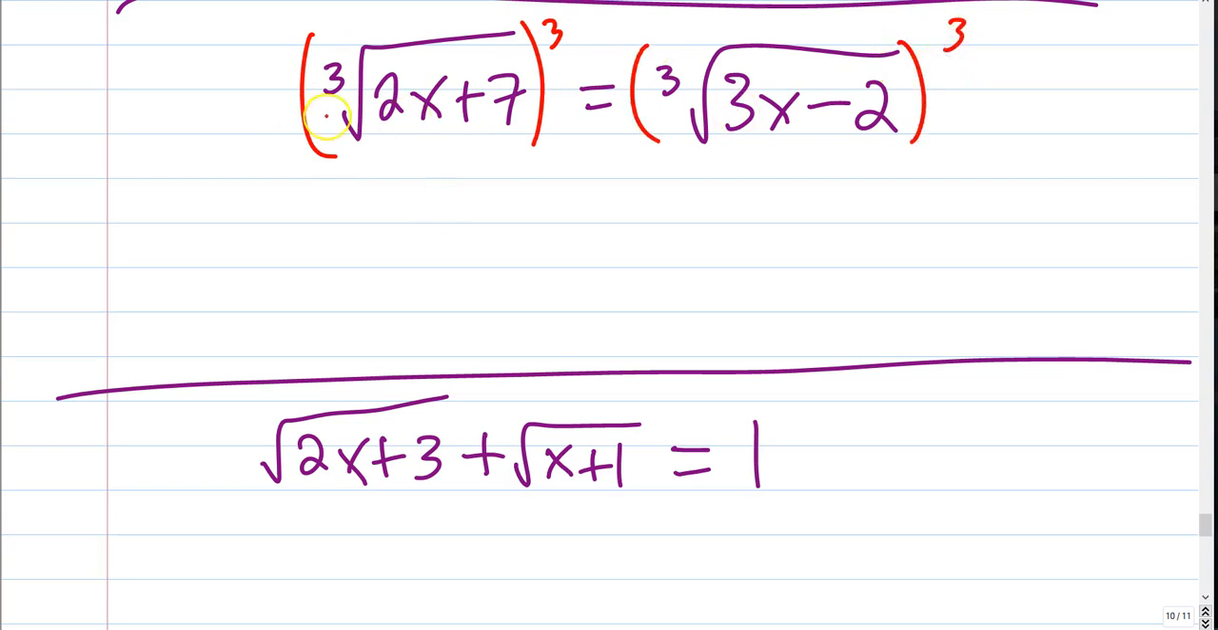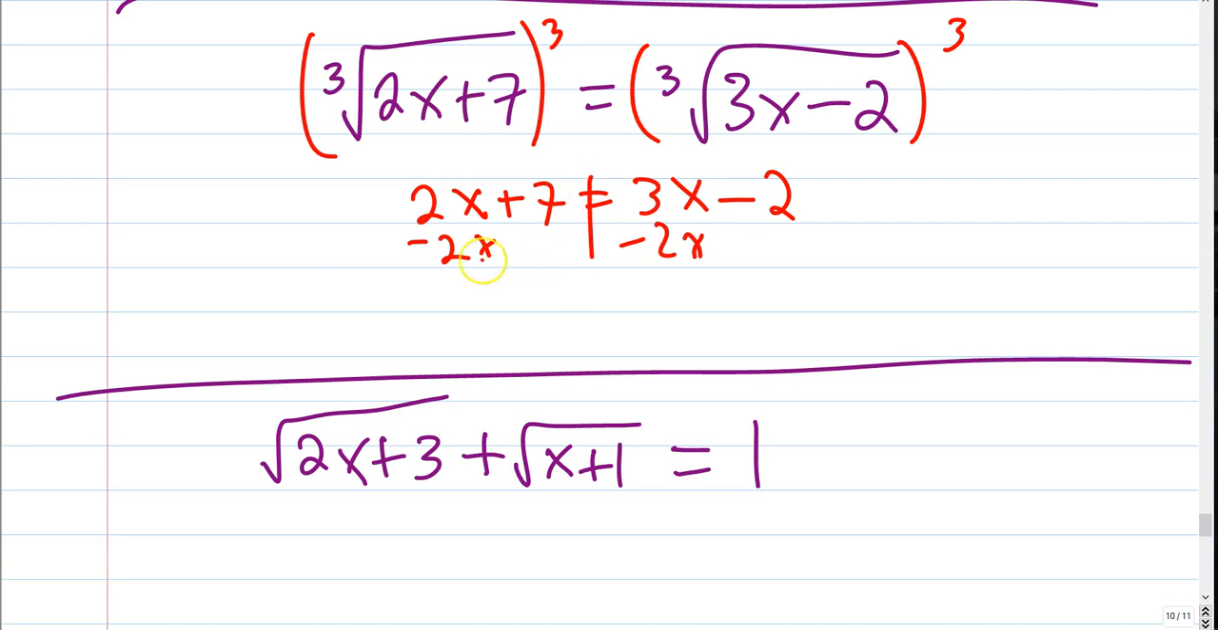What does this leave us with? Well, these cancel, leaving us with 2x plus 7 is equal to these canceling 3x minus 2. Get x on one side. 7 is equal to x minus 2. How about x equals 9? So it's like maybe. Well, technically no maybes on this one. The issue with roots is that with the square roots, we have negative issues. The third roots, we shouldn't have any issue. But still, if you're not sure, check it.